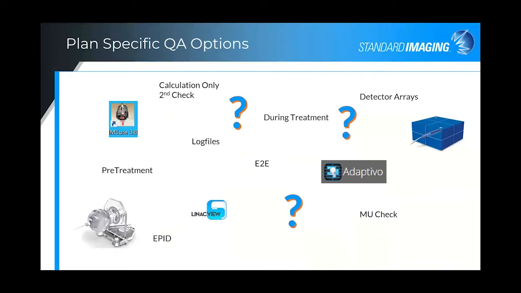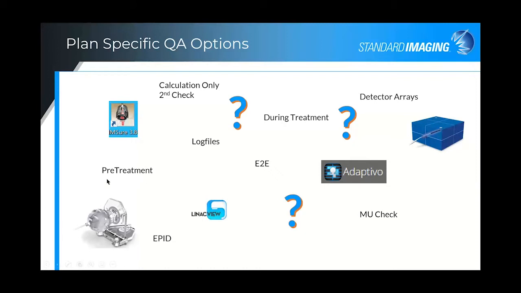So, in general, there are many different types of plan-specific checks that are performed. One can perform a pre-treatment plan check using, for example, a calculation-only second check, as well as monitor unit checks. One can use detector arrays, EPIDs, log files, a wide variety of checks.